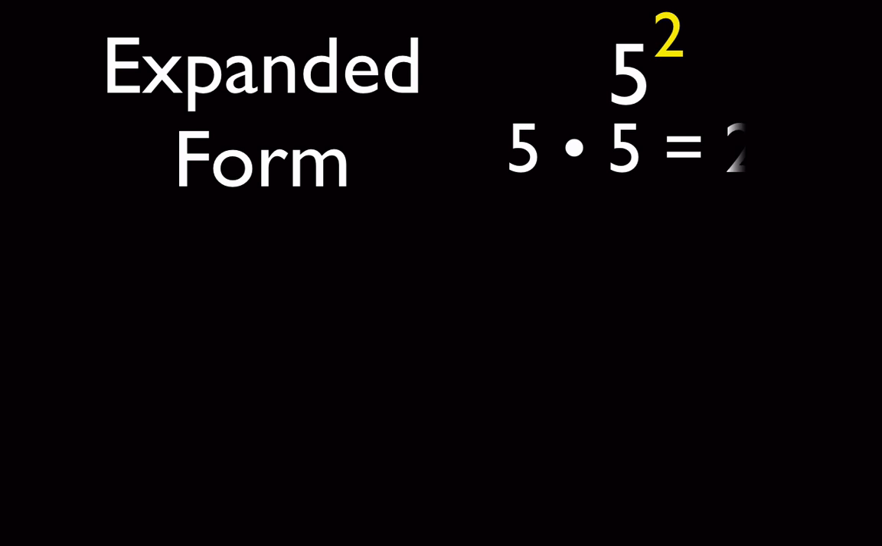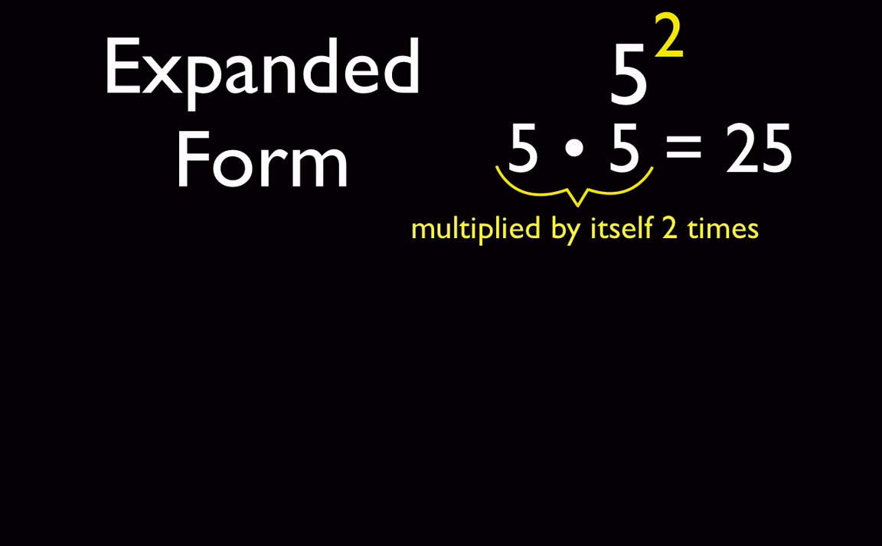Okay, next up, we're going to look at expanded form. All that means is literally written out the long way, expanded. When you start with something close together and it gets bigger, it's expanding. So here's an example, 5 to the 2nd power. What I'm going to do is write it out: 5 times 5, which of course is 25. Well, how did I know? That 2 up top tells me I'm going to multiply 2 times.